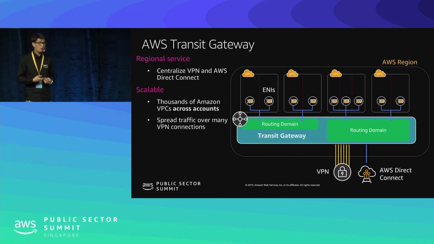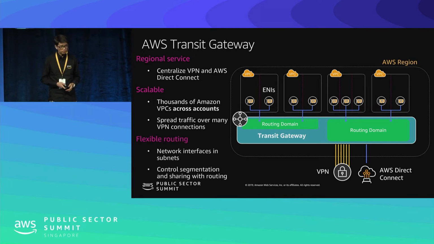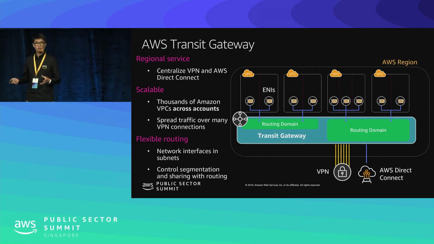You can scale to thousands of VPCs across Amazon accounts, right? For VPN connections, basically you can spread the traffic across many VPN connections. It doesn't have to be limited to a single VPN connection, which is limited to 1.25G. It's flexible routing. Everything is just network interfaces in certain subnets in certain AZs. You control the segmentation and sharing based on the routing. So it's fairly easy, and you have a single pane of glass to see how the traffic is flowing between the VPCs.